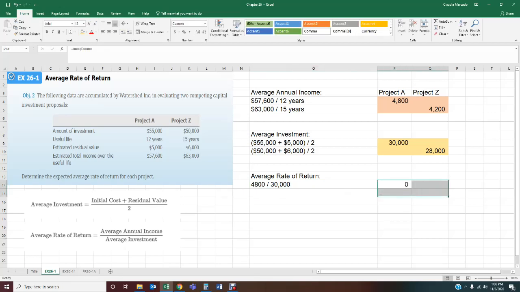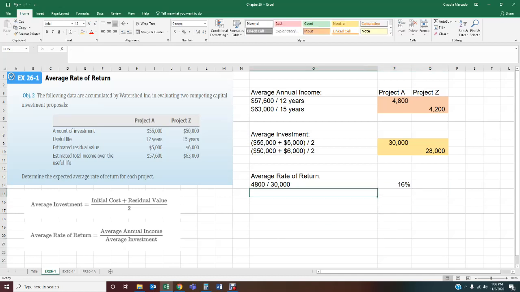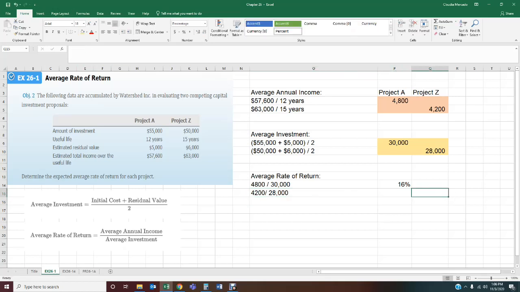Okay, and these are going to be percentages. There we go. So 4,800 divided by 30,000. So I'm going to get these two numbers, 48 and 30, and I'm going to divide them. Okay, I'm going to do the same thing for project C. For project C, I'm going to have 4,200 divided by 28,000. I forgot to put the comma, just to keep it clean. Okay, and let's see what we get. So that would be 4,200 divided by 28,000. Okay, that gives me 15%. So my average rate of return for project A is 16%.